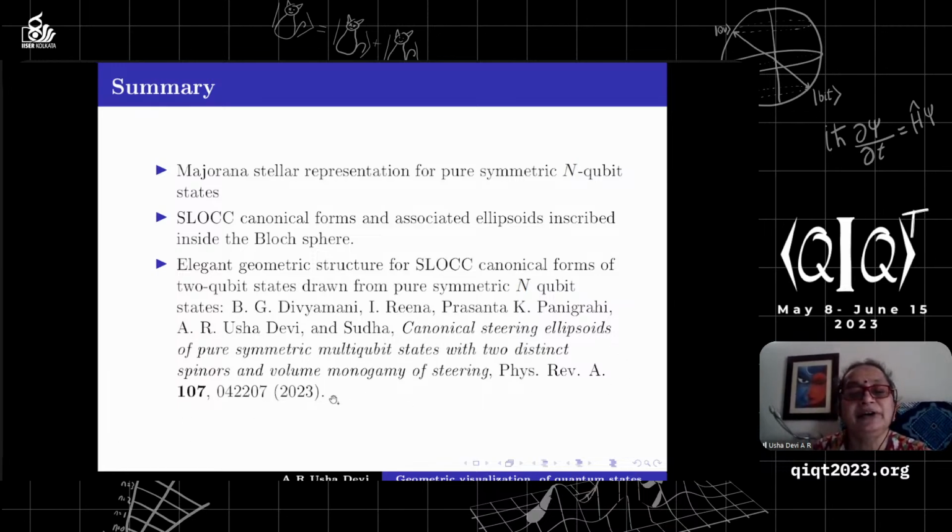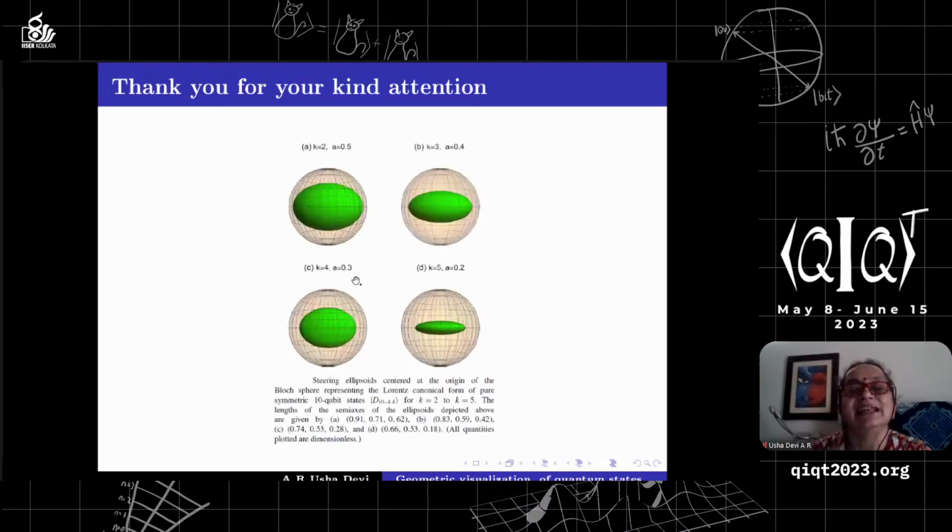These are found in our latest paper, where we have restricted ourselves to pure symmetric n-qubit states and picked 2-qubit reduced density matrices. They give a very nice structure, and it will be reflected in these kinds of pictures, for n equal to 20, 30, all kinds of pictures for different pure symmetric n-qubit states when I draw the reduced systems, and it is analytically very interesting to see. Thank you for your attention.